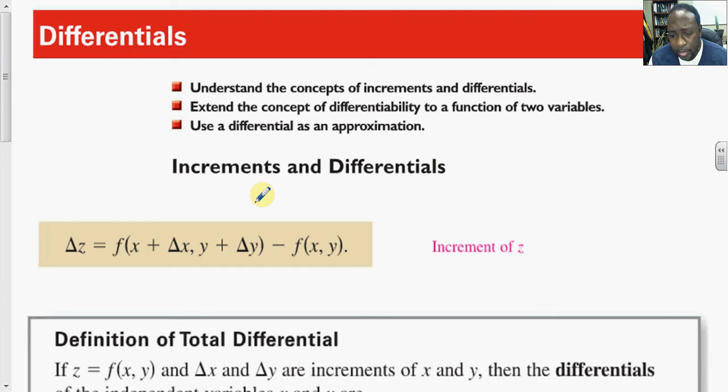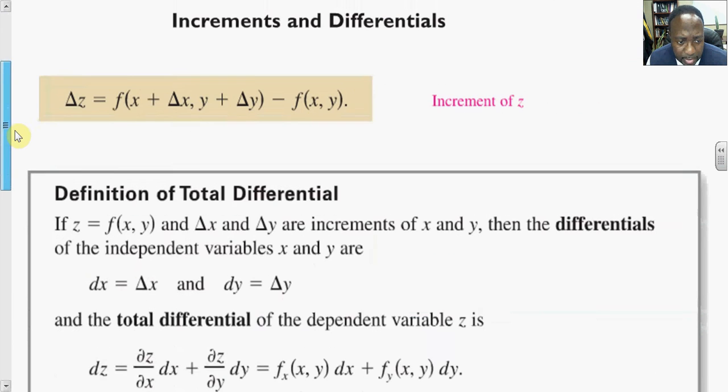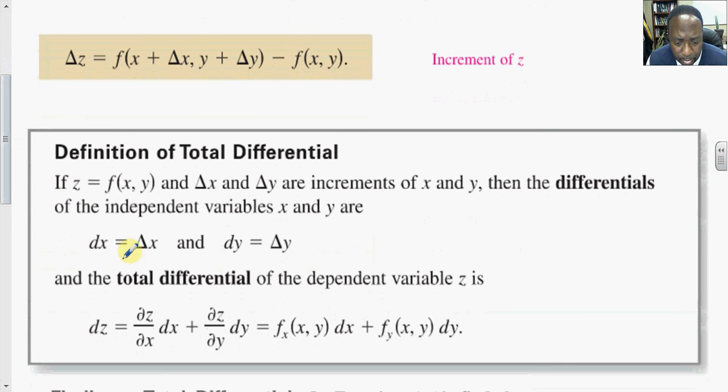But what if you have a function that depends on two variables, where z, which is f of x, y, depends on x and y? We call the difference between the function value as it's expanded with x plus delta x and y plus delta y, minus f of x, y, the increment. The differential here, dz, is called a total differential to distinguish between dx and dy.